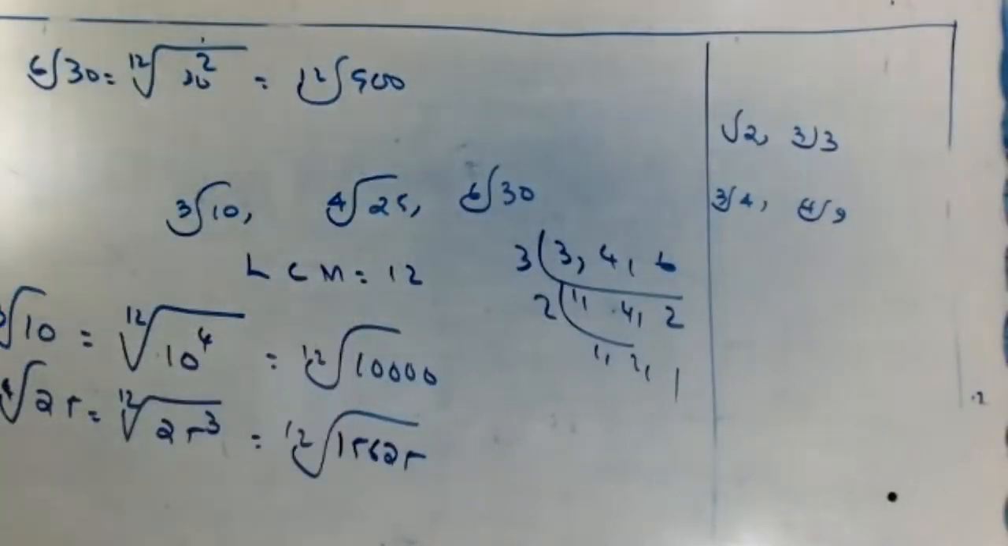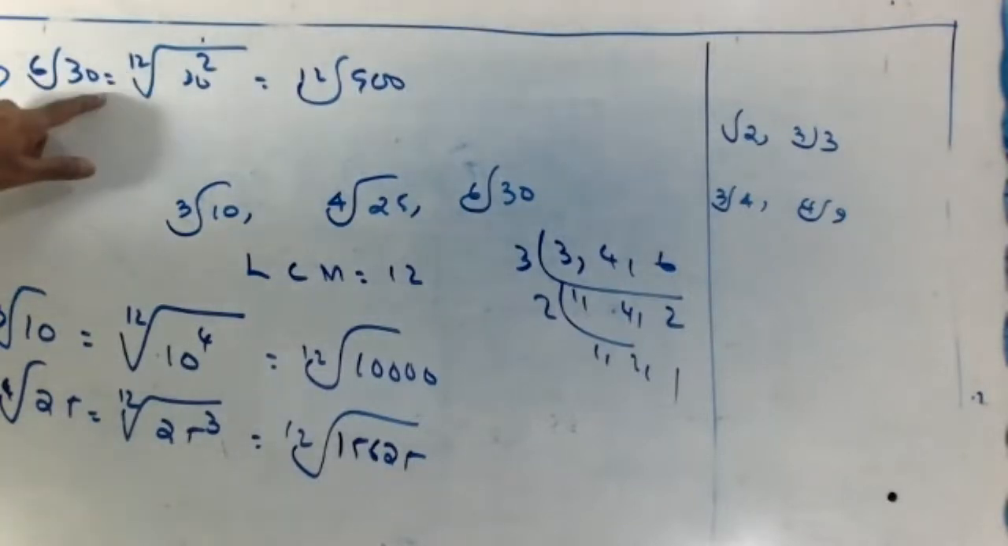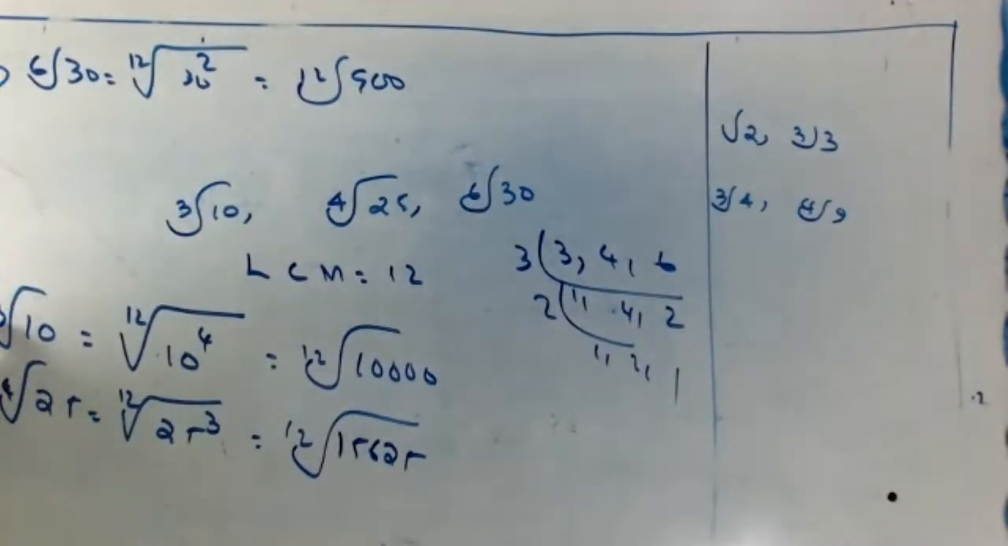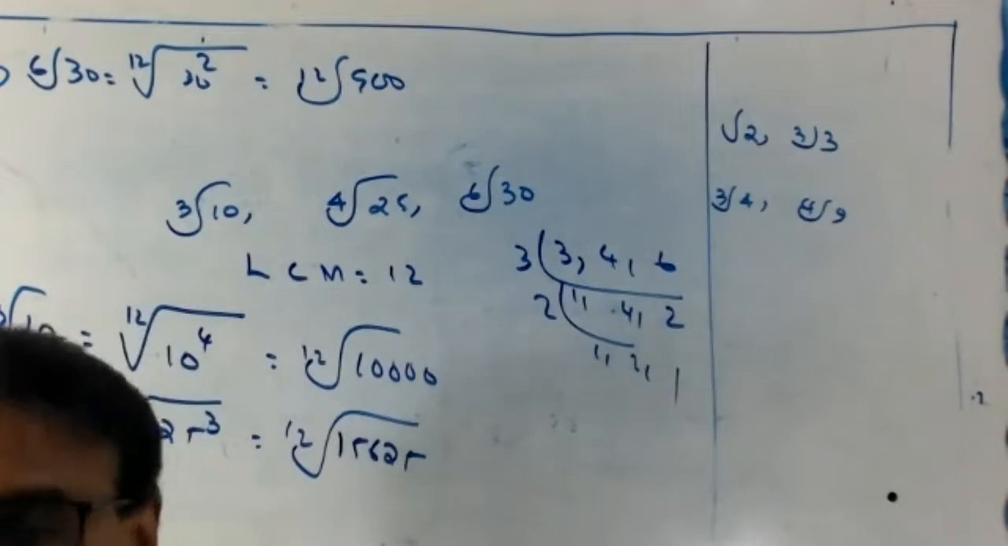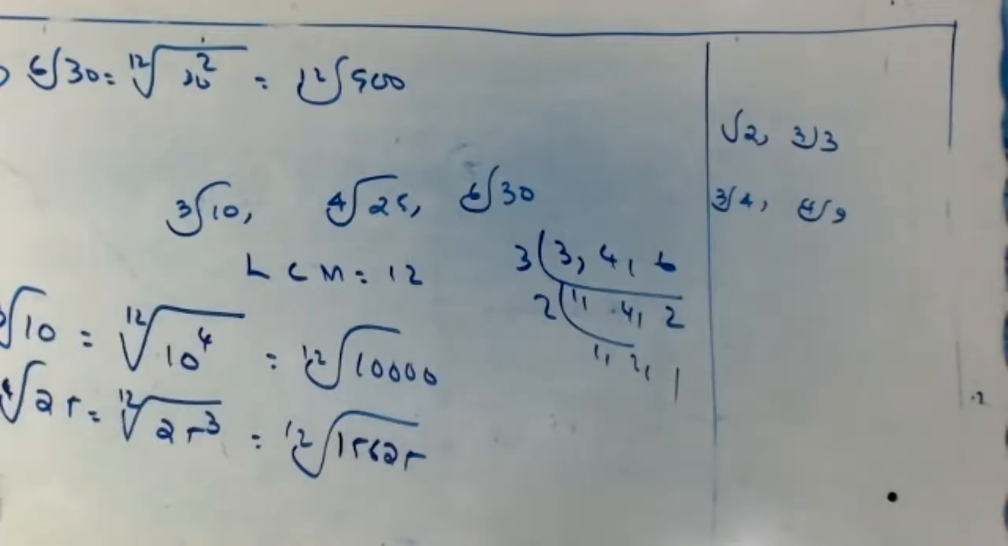Okay. So that means this is the first one, this one second, this one third. So the answer is what? 6th root of 30 greater than cube root of 10 greater than 4th root of 25. Are you okay now? Okay, correct it, because we made a mistake.